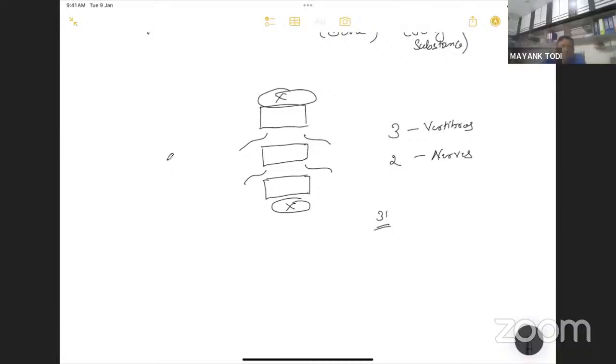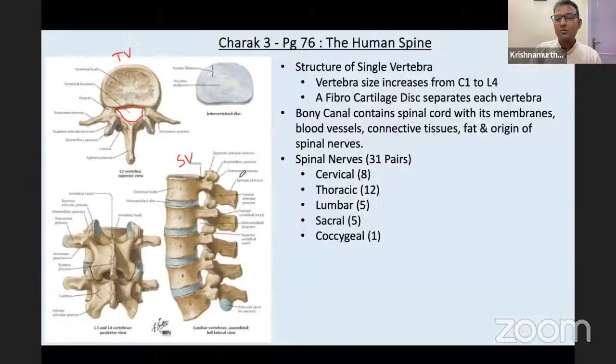Sir, your pencil is moving, but no diagram is visible. Oh, sorry, hold on. You can see this? Yes, sir.